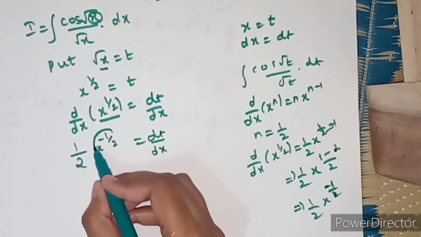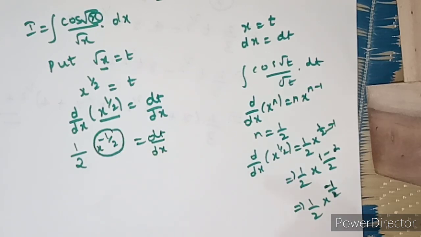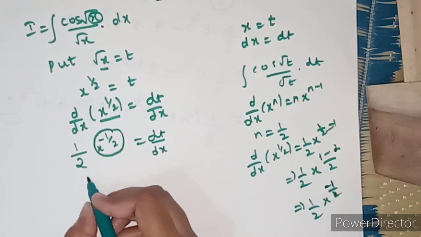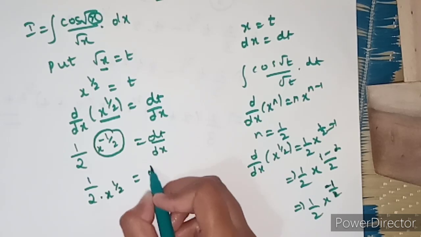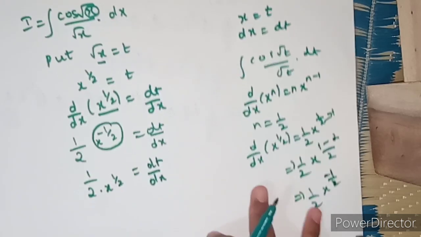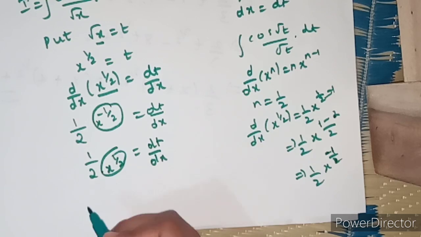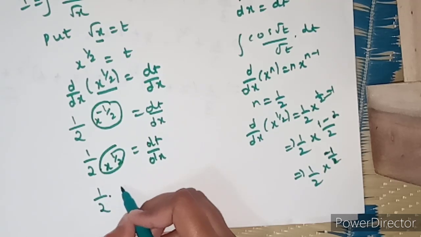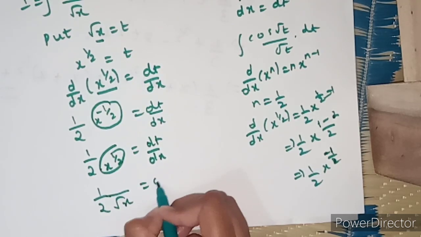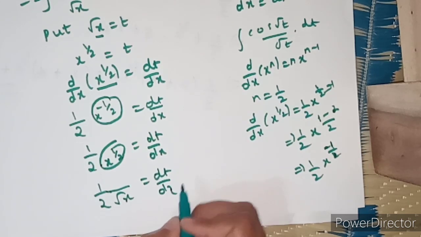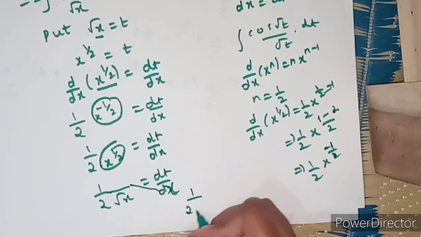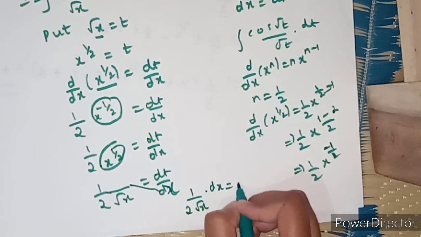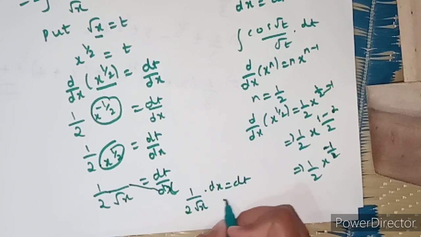So this x power minus 1 by 2, if I shift this x raised to minus 1 upon 2 to the denominator, it becomes 1 upon 2 into x power 1 by 2, equals dt upon dx. This x power 1 by 2 can also be written as root x. So 1 upon 2 root x is equals to dt upon dx. Now if I shift this dx to the left hand side, it becomes 1 upon 2 root x into dx is equals to dt. Now substitute all the values in the integral.